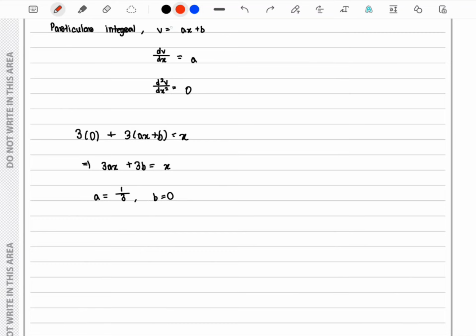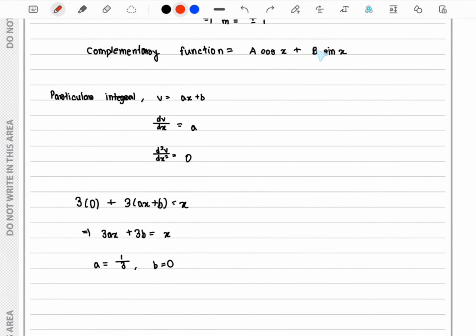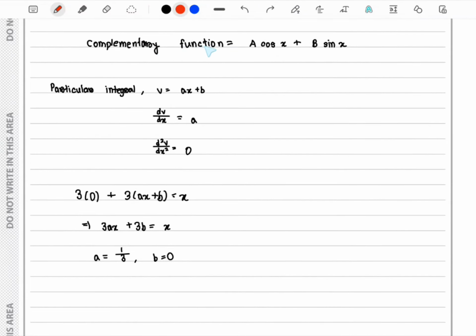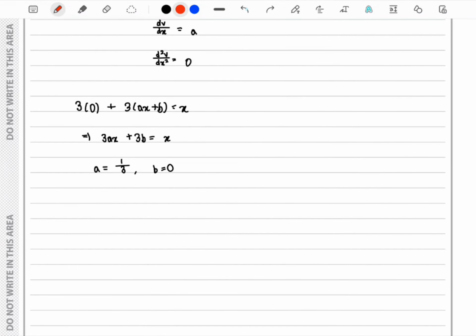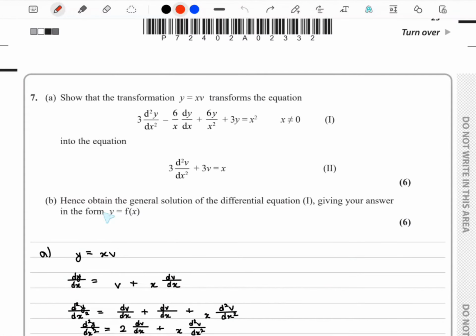So the particular integral is v equals 1/3 x, my bad, and the complementary function is a cos x plus b sin x. The general solution would be the sum of the complementary function and the particular integral, and we get the general solution to be a cos x plus b sin x plus 1/3 x, and that's the general solution that we are required to find out in part B.